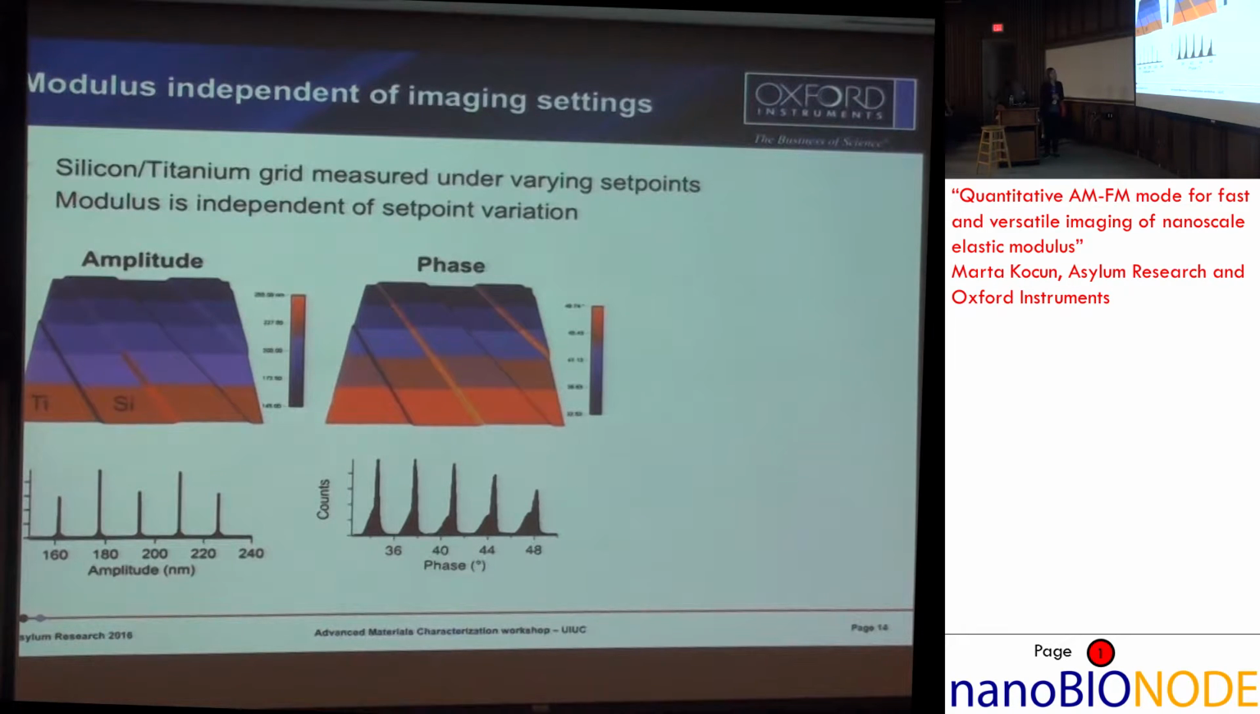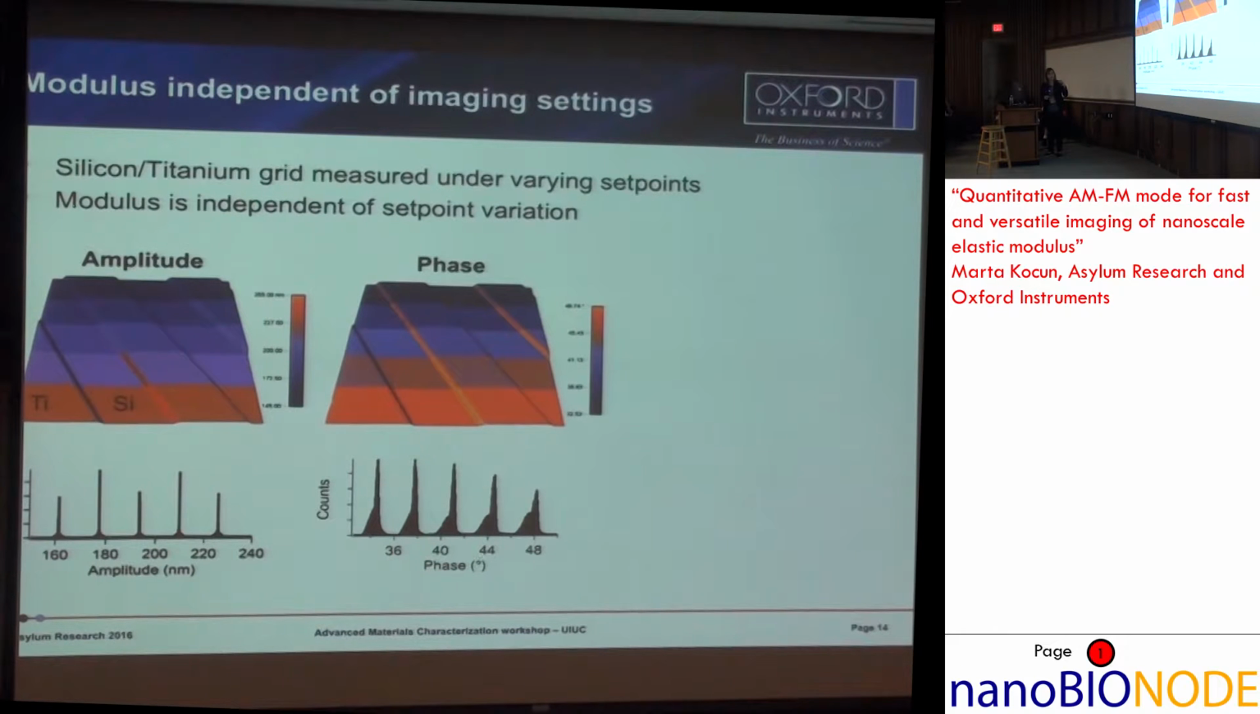In this image, I showed you the polymers first, but here we're looking at a sample that is much stiffer. It's a silicon wafer patterned with titanium stripes. You can see the stripes going diagonally. The color that you're seeing is actually me varying the amplitude set point. So I'm changing the set point during the image.